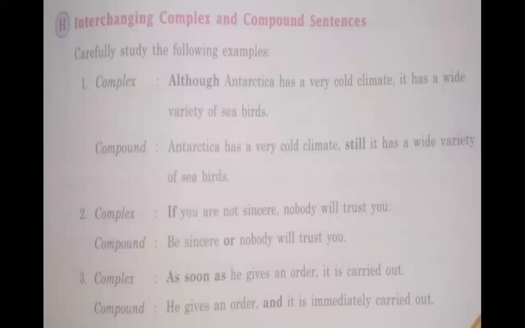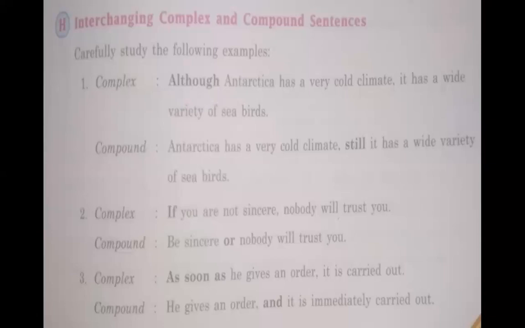You see, Antarctica has a very cold climate. Still, it has a wide variety of seabirds. Both are independent and joined by a coordinate conjunction, that's called still here. Right? So what we need to do basically, students, we need to be conscious enough to understand how it is put. Now we see the complex sentence next.